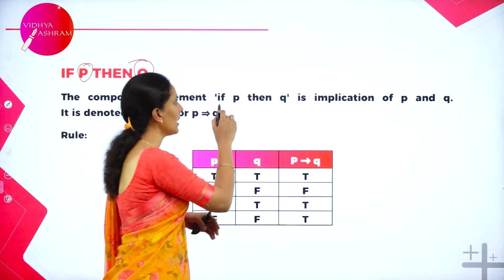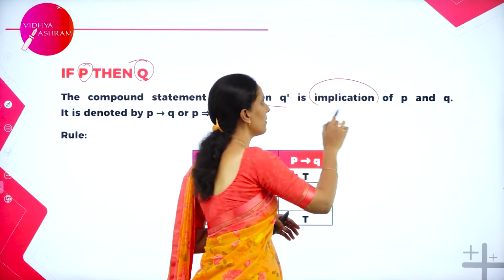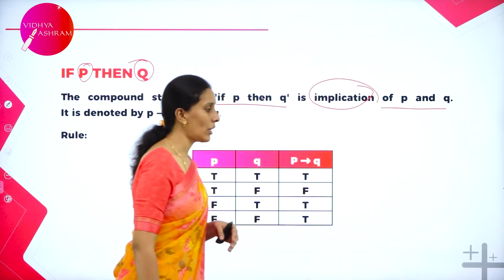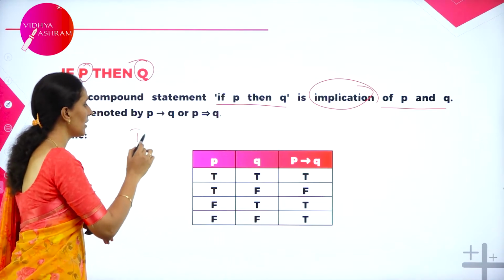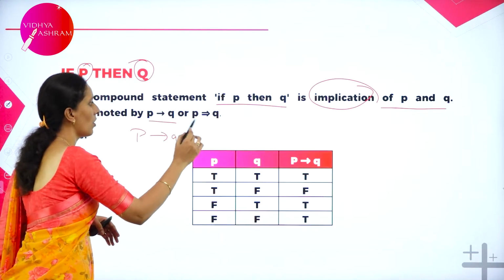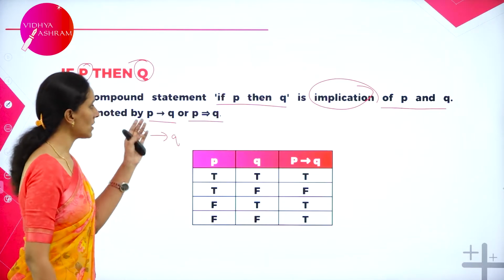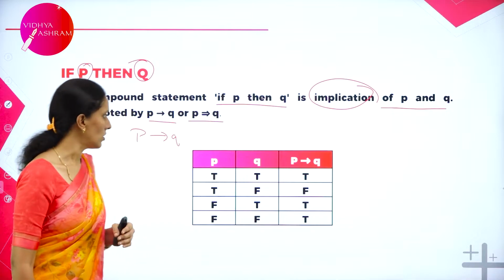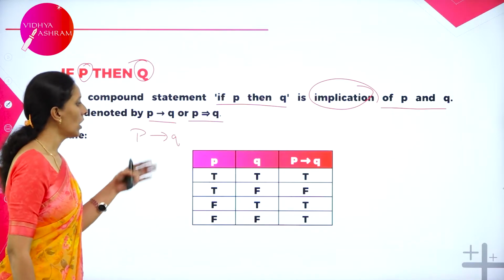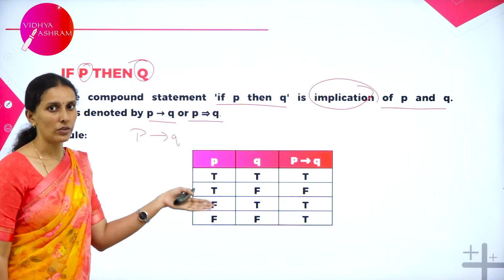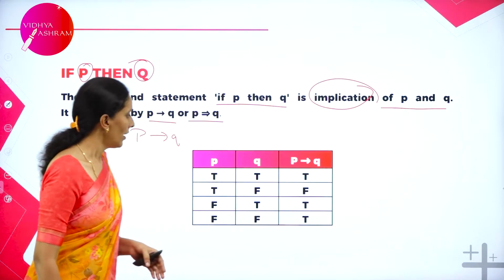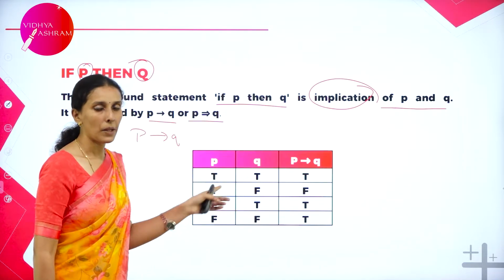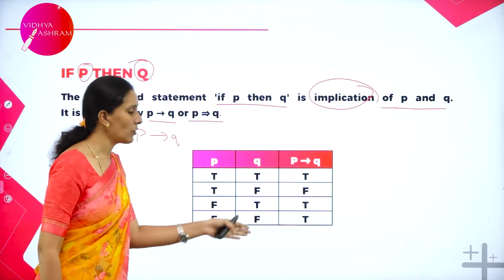If P then Q is also called the implication of P and Q, that we usually write as P implies Q like this or using this. This is how we denote a statement which is an implication. Now let us see how it is arranged with respect to the rule. If we take two statements, P and Q, their truth values are assigned.